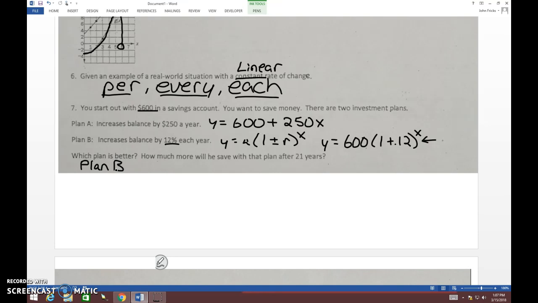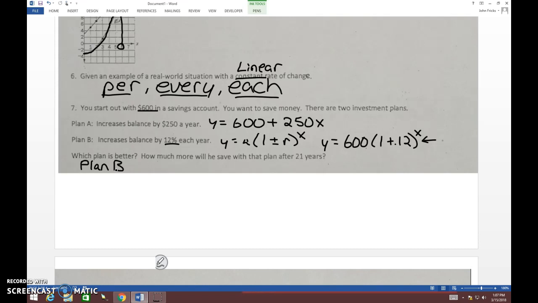So it says, how much more will he save with the plan after 21 years? So here he's looking to figure out how much more money he's going to make over the course of these years. All right, so he's got his savings account. He wants to save money. So which one is he going to have more money in? Plan B. And then how much money is going to be in there? So that's after 21 years.